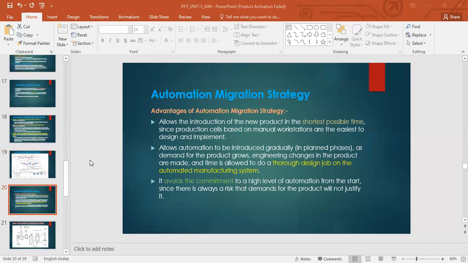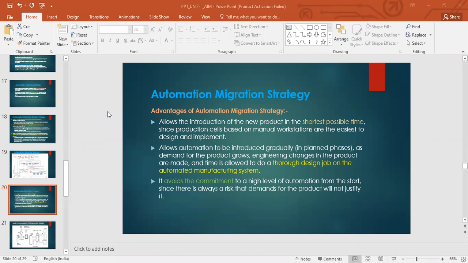So what are the advantages of this automation migration strategy? It allows the introduction of a new product in the shortest possible time. How are we saying that you can introduce a product in the shortest possible time? Because initially we are going for manual production, right? We are not going for automation right from the first phase. We are starting with manual production and seeing how the market responds as regards the demand of the product.